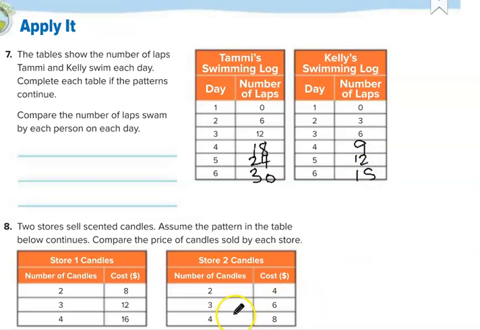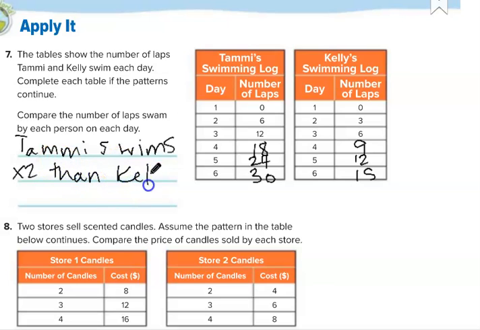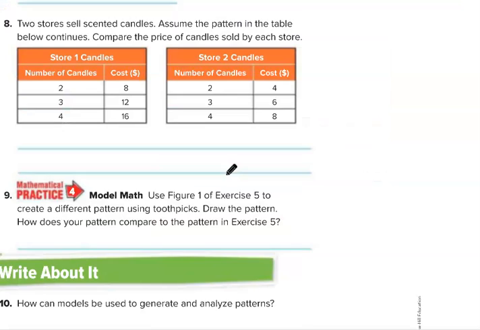Compare the number of laps swam by each person on each day. We have 6 to 3, 12 to 6, 18 to 9, 24 to 12, and 30 to 15. So you can either say Tammy swims double or times 2 than Kelly, or you could say something like Kelly swam half of what Tammy swam.